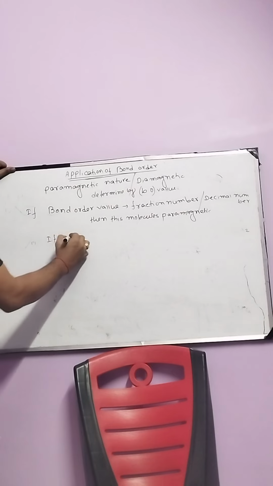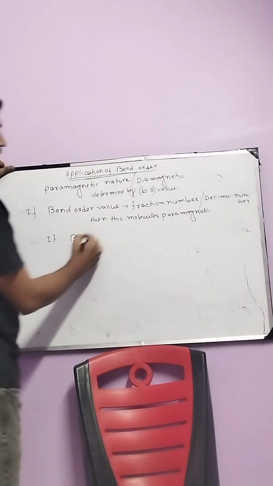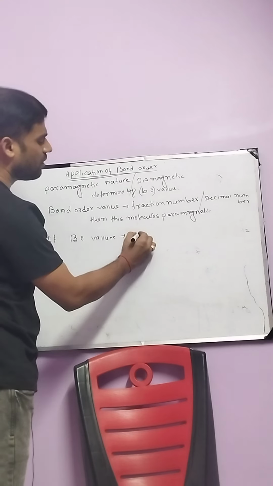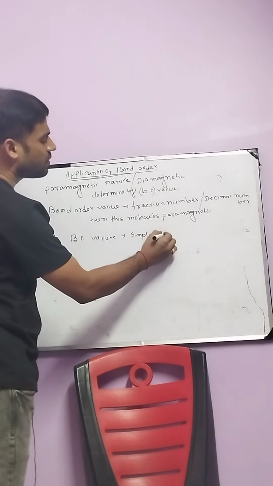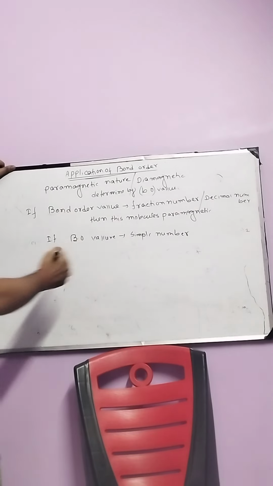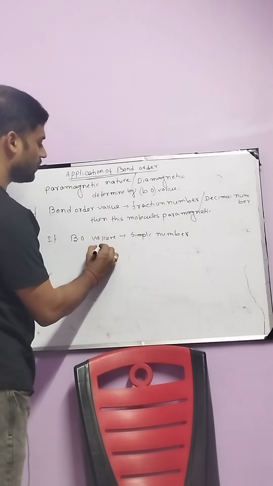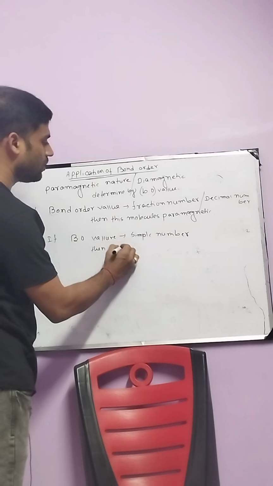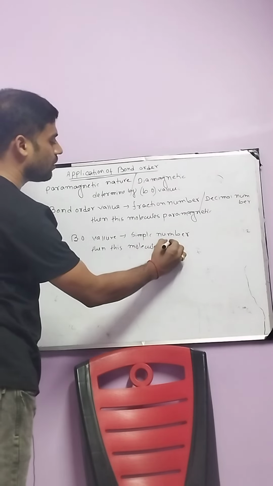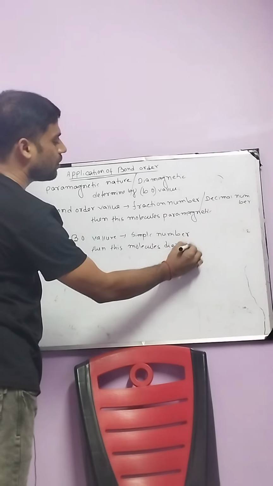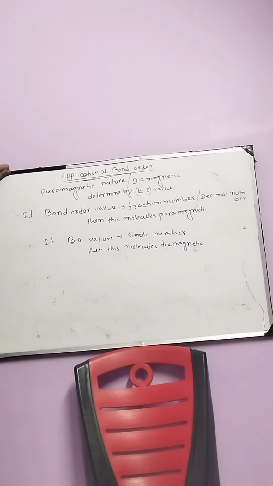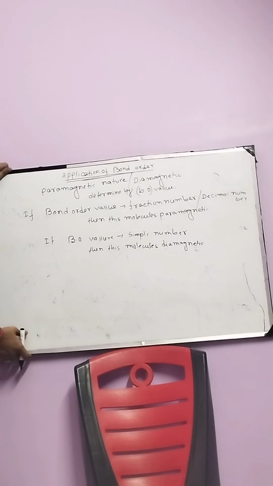If the bond order value is a simple number, that means 1, 2, 3, 4 as it is, then these molecules are diamagnetic. So these are the rules for diamagnetic and paramagnetic.